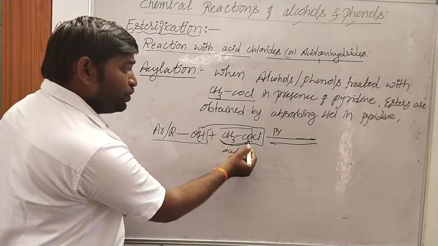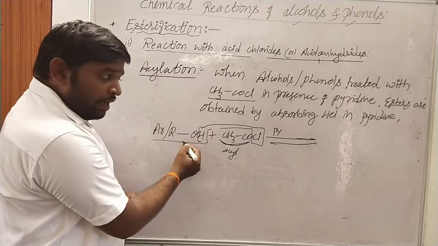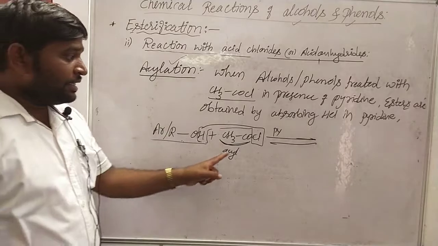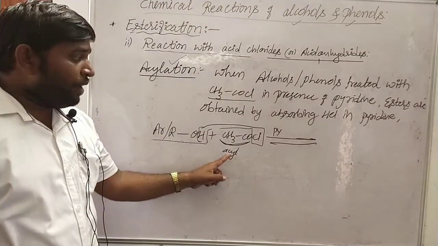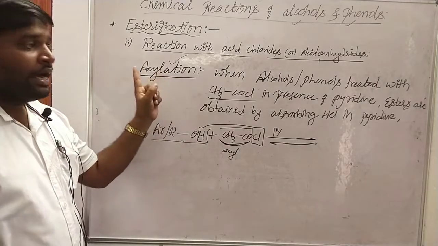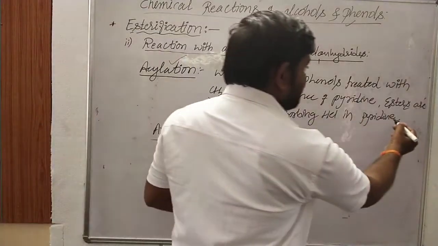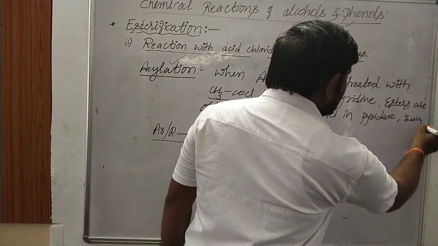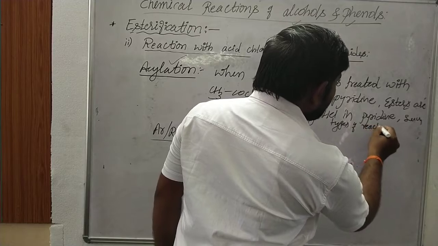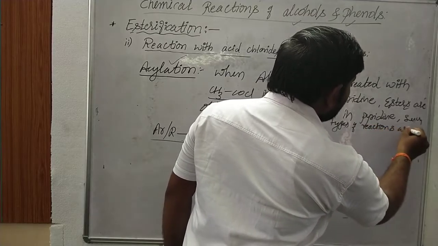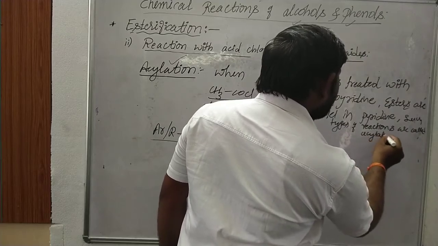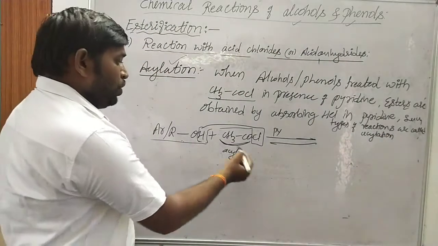So when we introduce this group into this alcohol or phenol, that type of reaction is called acylation. Why? Because this is the acyl group, and we are introducing the acyl group into the alcohols or phenols. That's why such type of reactions are called acylation.